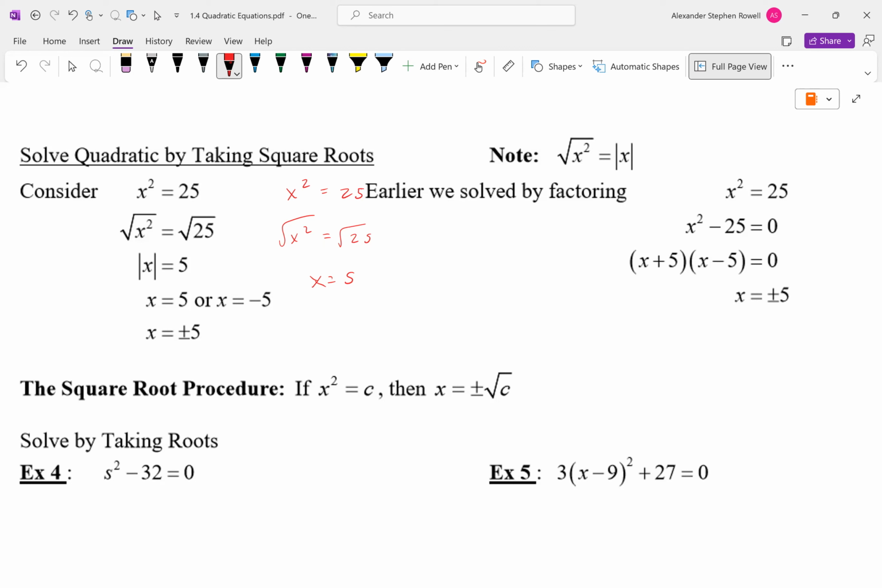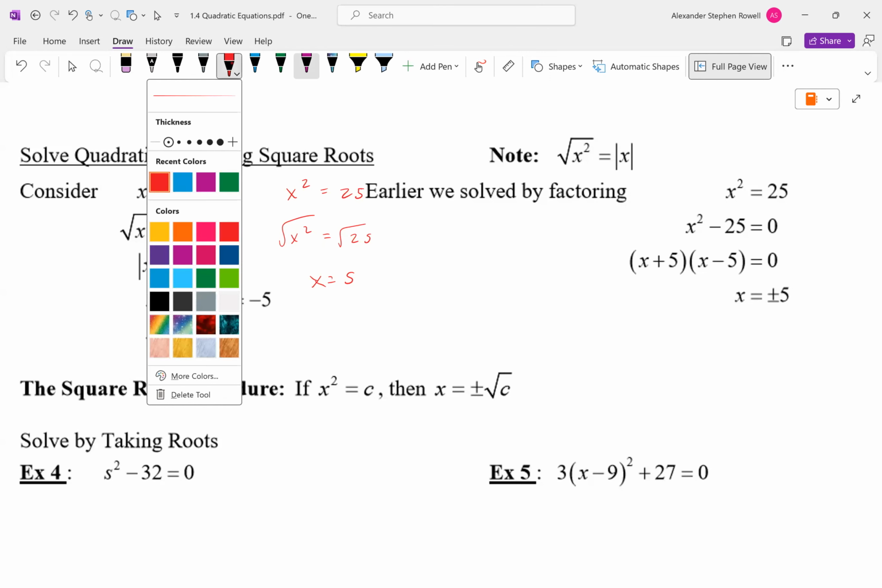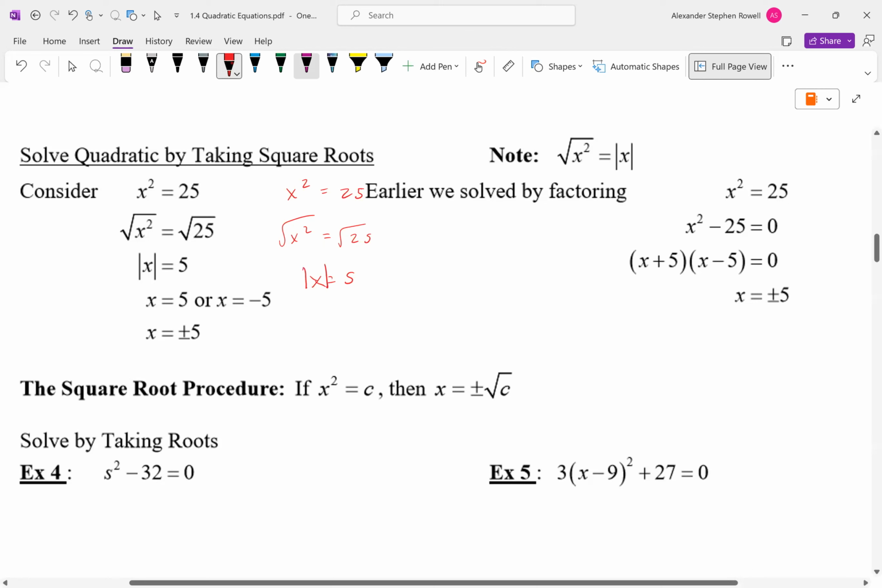What if I put in positive 3? Positive 3 squared is 9. We take the positive root, it's 3. So if I plug in 3, I got 3. If I plug in negative 3, I got positive 3. So the key thing here is when you take the square root of a perfect square, you get an absolute value. Any questions about that?